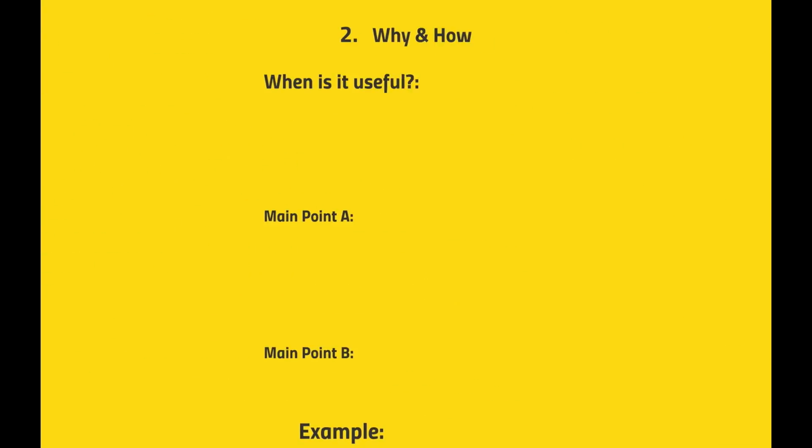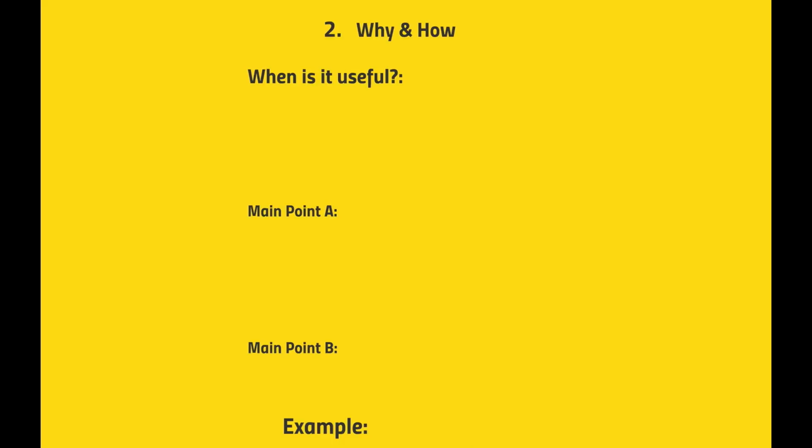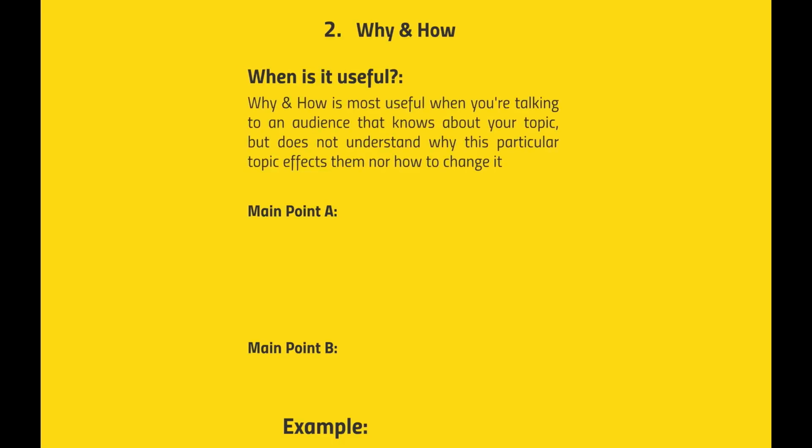All right, the next one is the why and how. Okay, so when is this useful? Well, I think it makes sense. It's useful when someone knows about the topic, but they don't know why it's maybe important to them, and they don't really know how to apply it in their lives. Okay, so when you think about why and how, it's really like helping your audience understand that something that maybe they know a lot about, or they think they know a lot about, they don't actually know how it's affecting them.